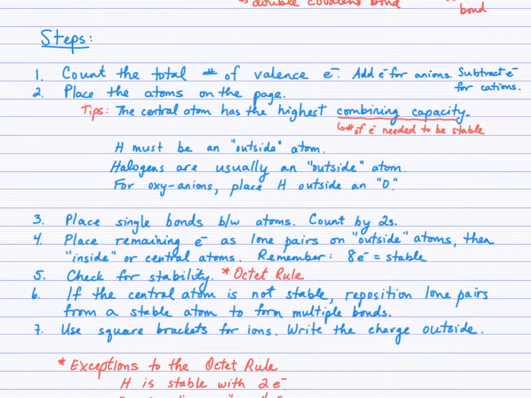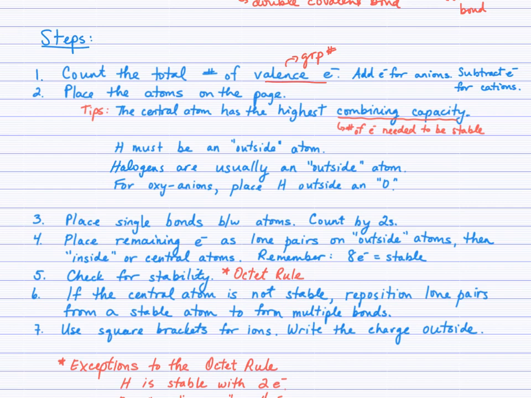Okay, so here are the steps. You'll see in the first step we count the total number of valence electrons. Remember that we look at the group number for the number of valence electrons, the second digit for double-digit group numbers. We will be drawing Lewis diagrams of polyatomic ions. If the ion has a negative charge, we'll be adding electrons to our count, and for cations, we'll be subtracting electrons.